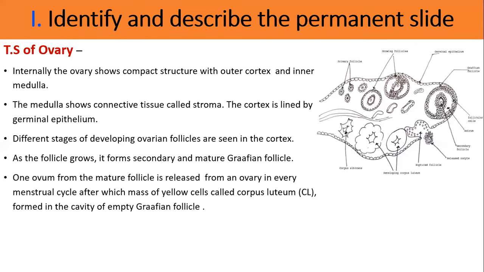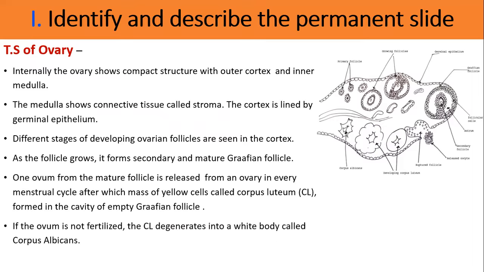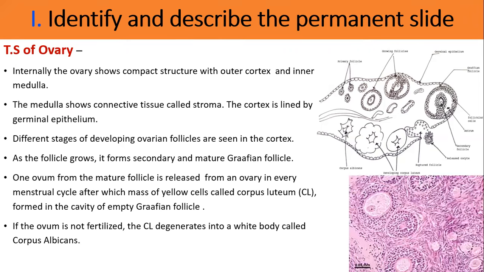One ovum from the mature follicle is released from an ovary in every menstrual cycle, after which a mass of yellow cells is formed. It means after the release of the egg, or ovulation, a yellow colored body is formed called corpus luteum. If the egg gets fertilized, corpus luteum will remain. But if the egg is not fertilized, corpus luteum degenerates to form a white colored body called corpus albicans. But if the egg gets fertilized, corpus luteum will remain and we can say the lady is pregnant. Under microscope, students, this is how the TS of ovary will appear.